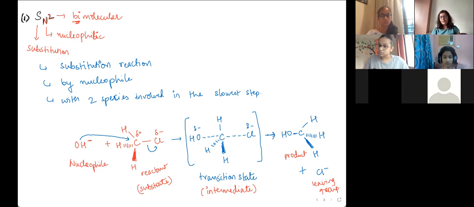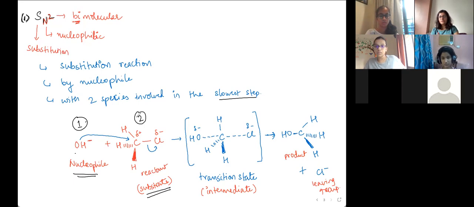Okay. So in this case, the slowest step is not an issue because it's all happening in one step only. And in this single step, you have two reactants involved here. You have the nucleophile also and the actual substrate also. So this is species one, like ion one and molecule two. Because it is dependent on two of these things, we call them species. Because one is an ion, one is a molecule, right? Because there are two species involved in the single step that it is happening, you classify it under bimolecular. That's why this is the SN2 mechanism.